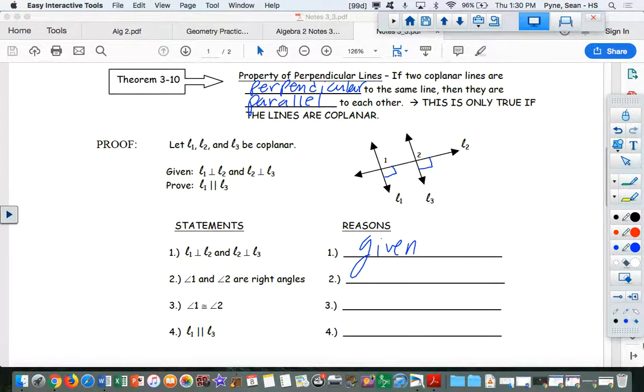So the question is, how do we know that angle 1 and angle 2 are right angles? What is telling me that they're right angles? Good. So it's definition of perpendicular lines. That's how we know they're right angles, because perpendicular lines make right angles. So I can say, yeah, angle 1 and angle 2 are right angles.